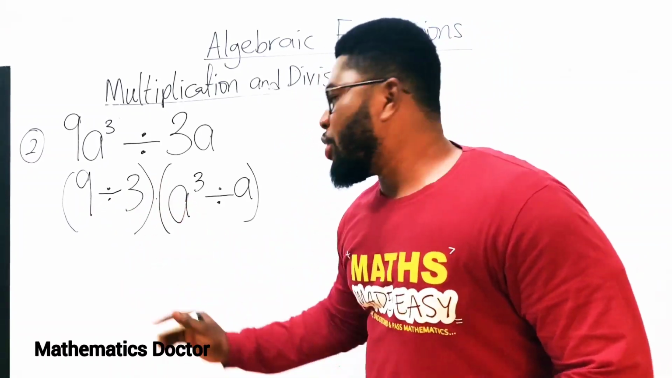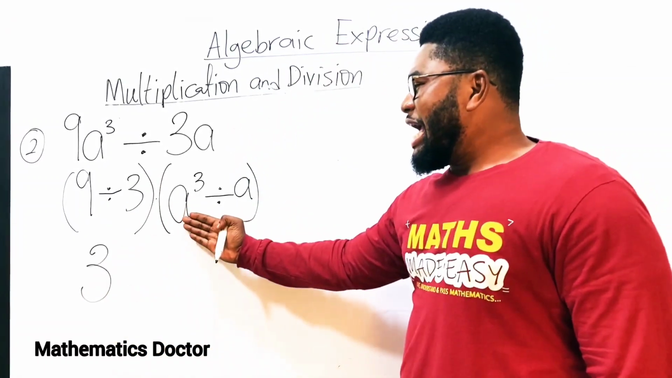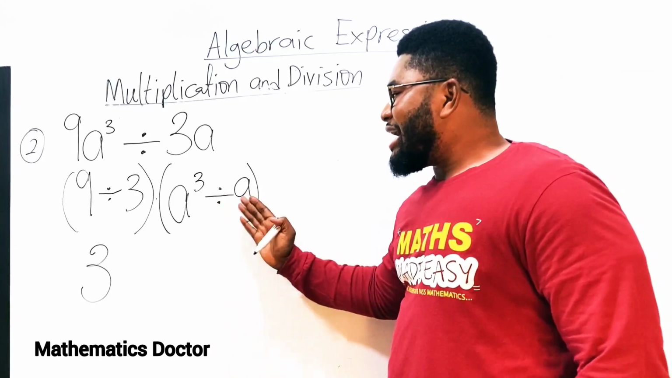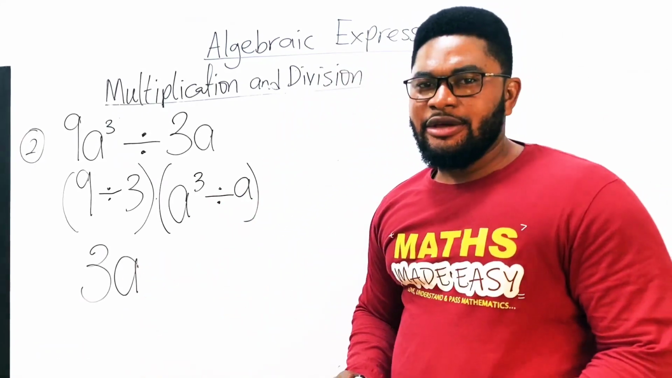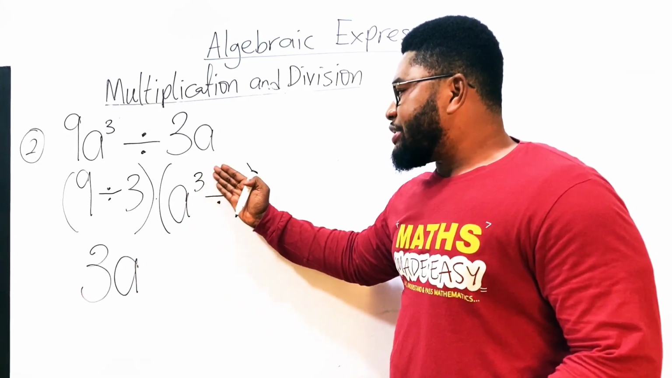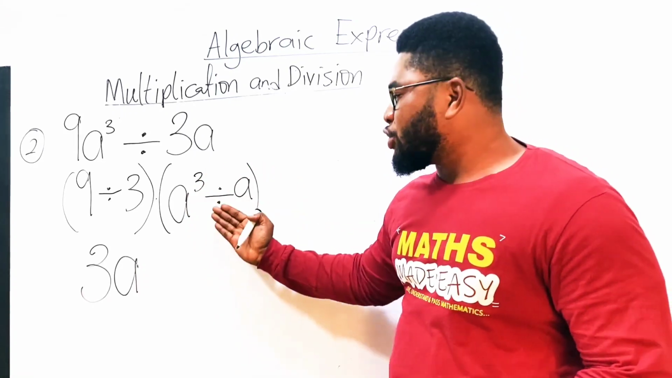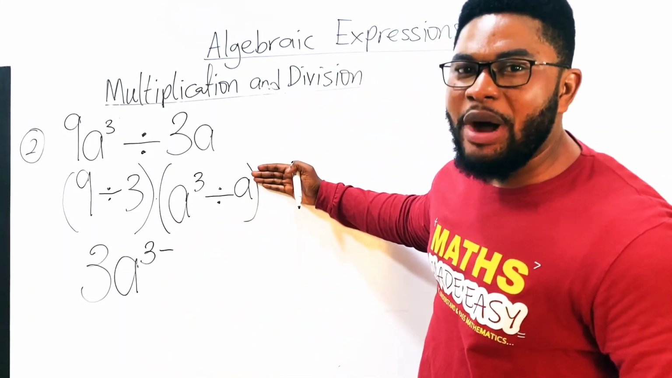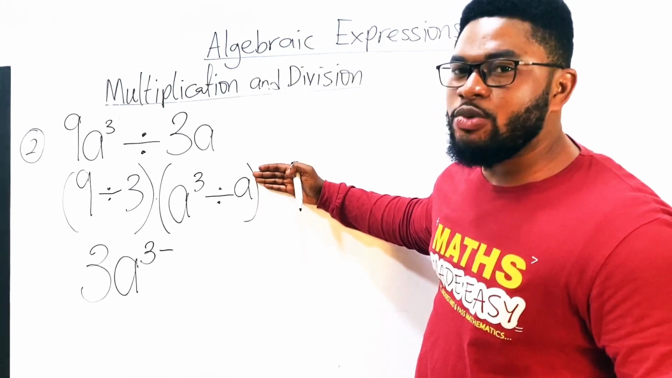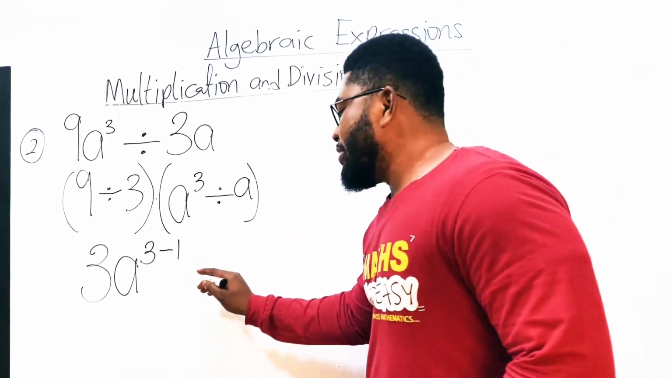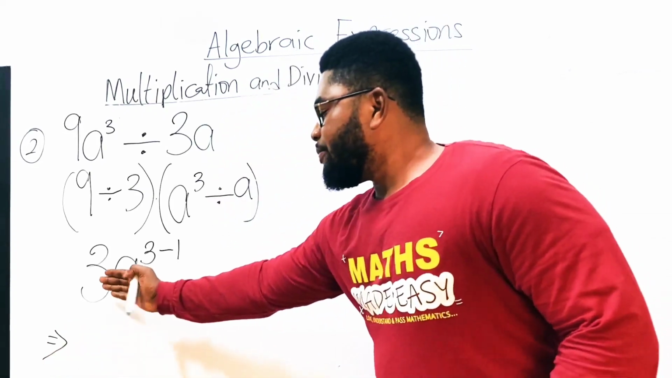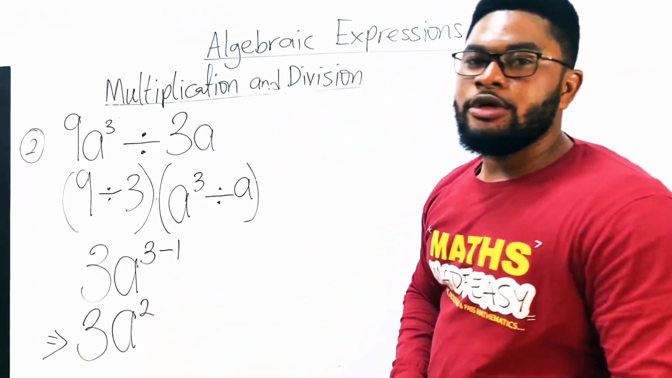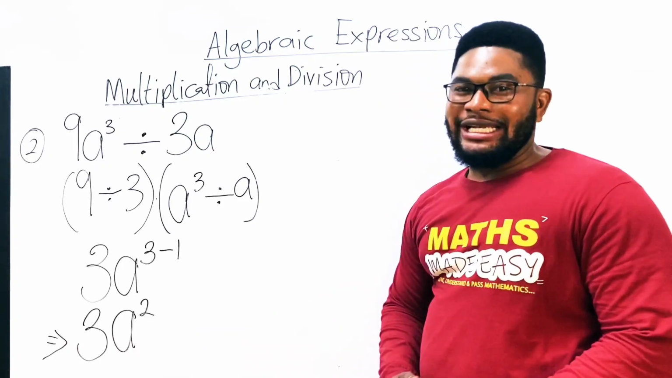9 divided by 3 will give us 3. a power 3 divided by a. Using indices, the variable a are the same, so I maintain one of the a's. Then I use the powers. This time around, I'll subtract the powers because of the division sign. So it will become the power 3 minus the power 1. Since there's no power at a, the power is considered to be 1. So minus 1. Finally, my answer will become 3. a power 3 minus 1 becomes a power 2. So the final answer here becomes 3a squared.